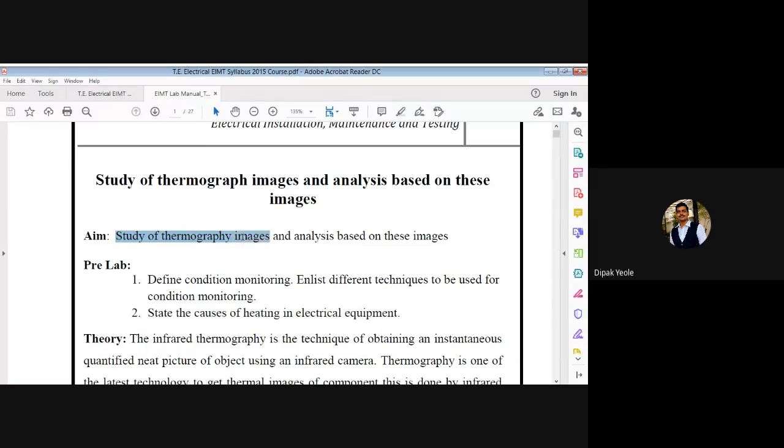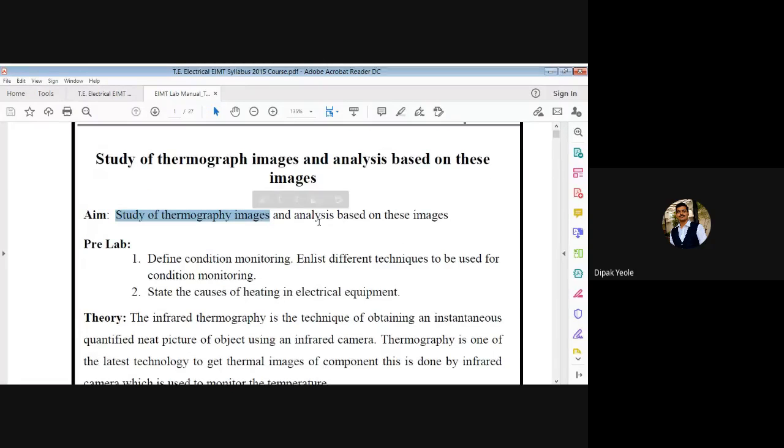Today we are interested in the study of thermography images, and we have to do the analysis. As we know that this is a study experiment, so there is no need of apparatus. Yes, but we are interested in the pre-lab questions. So the first pre-lab question is we have to define what is condition monitoring, and we have to enlist the different techniques used for condition monitoring.